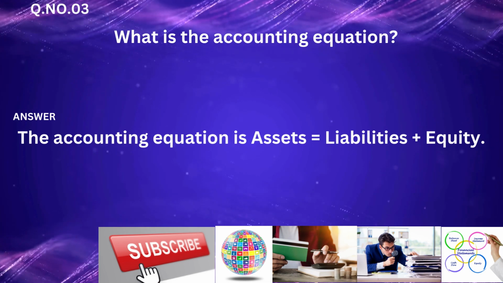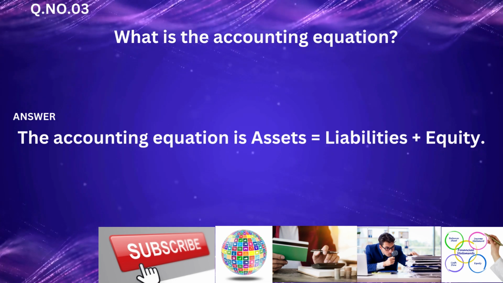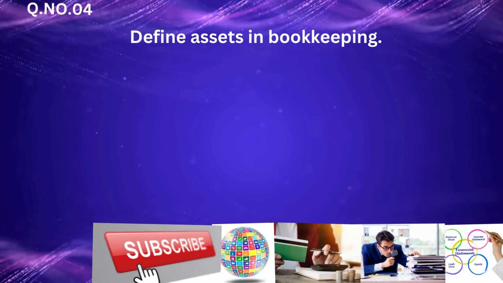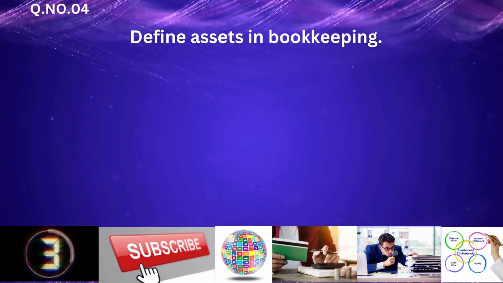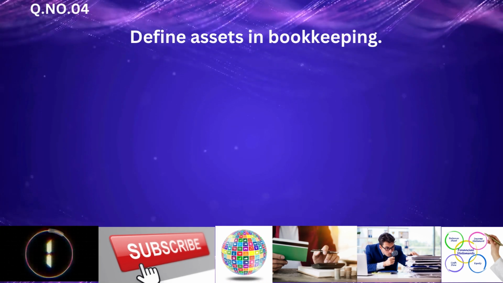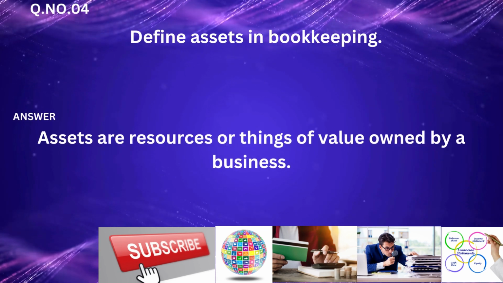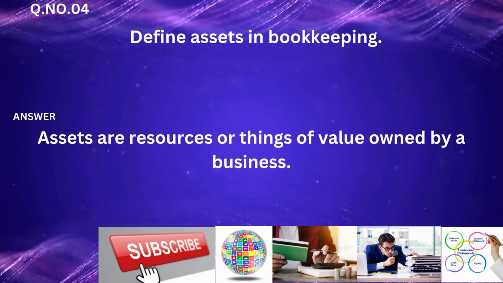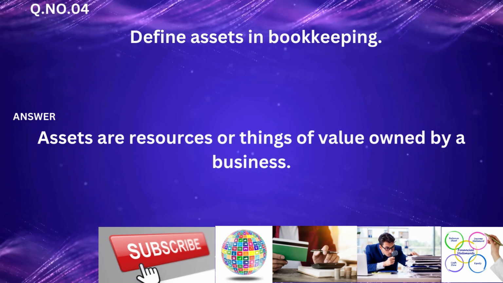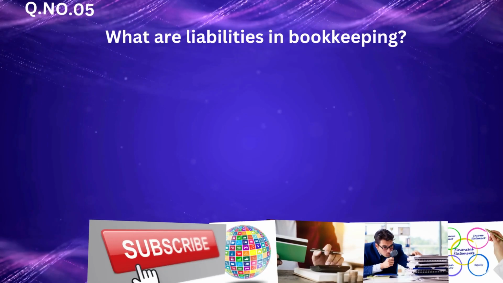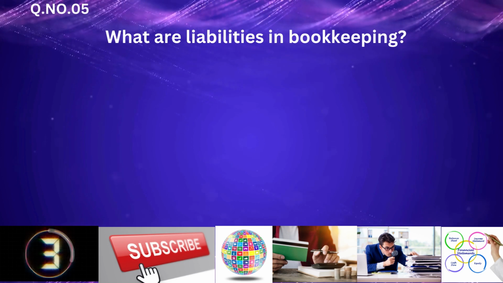Question 05. What are liabilities in bookkeeping? Answer. Liabilities are obligations or debts a business owes to external parties. Question 06. Explain equity in bookkeeping. Answer. Equity represents the owner's interest in the business, calculated as assets minus liabilities.